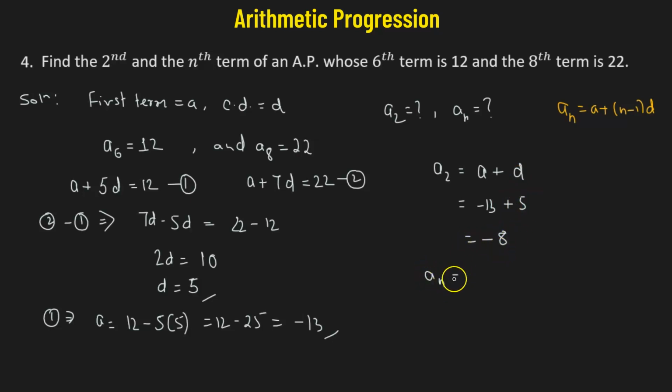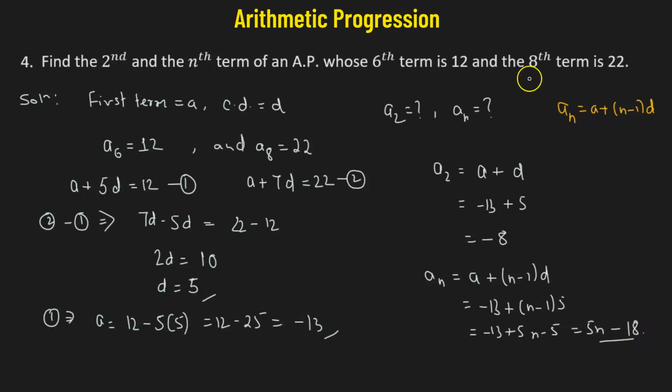And the nth term will be given by a plus n minus 1 times d. So our a value is negative 13 plus n minus 1 times 5, which is negative 13 plus 5n minus 5, or simply 5n minus 18. So this is going to be the nth term of the given arithmetic progression, and negative 8 is going to be the second term of the given arithmetic progression. Let's move on to the next problem.